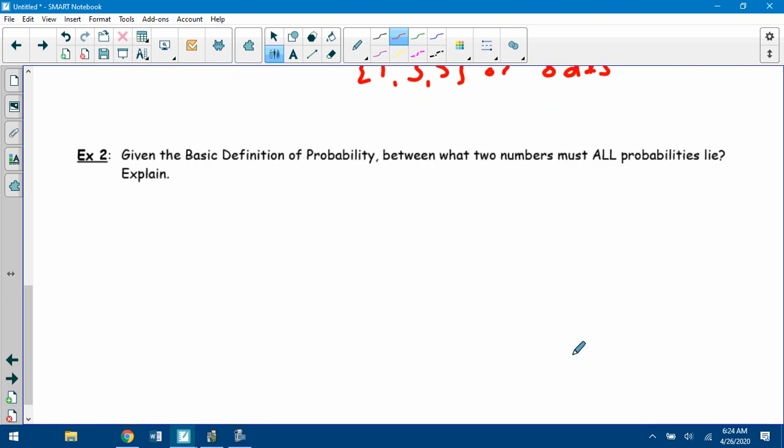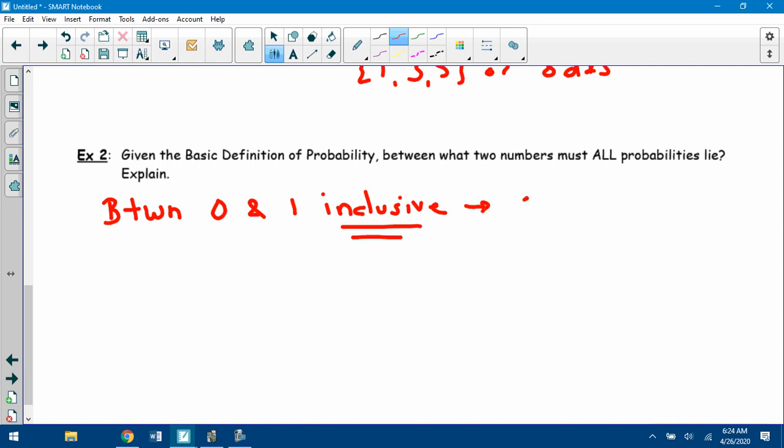Based on the basic definition of probability, between what two numbers must all probabilities lie? So what's the probability that it definitely is not going to happen? 0. What's the probability that it definitely will happen? 1. So the answer to this is it's got to be between 0 and 1 inclusive. What's inclusive mean? Just means it can include the endpoints. So 0 is less than or equal to the probability of any event, which is less than or equal to 1.